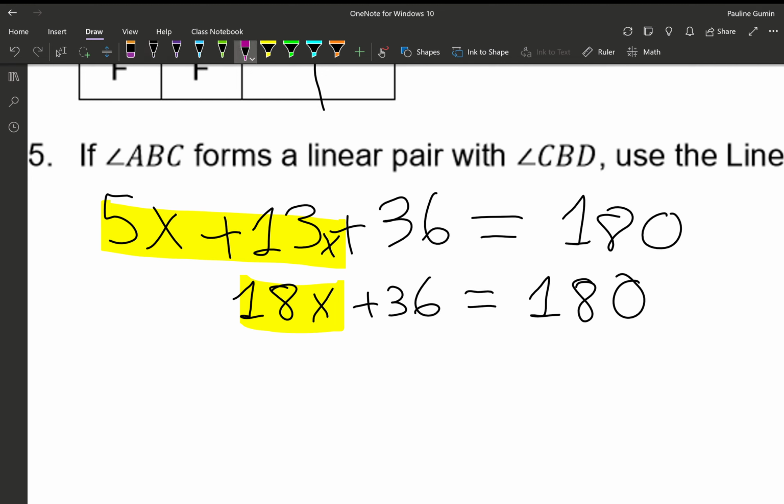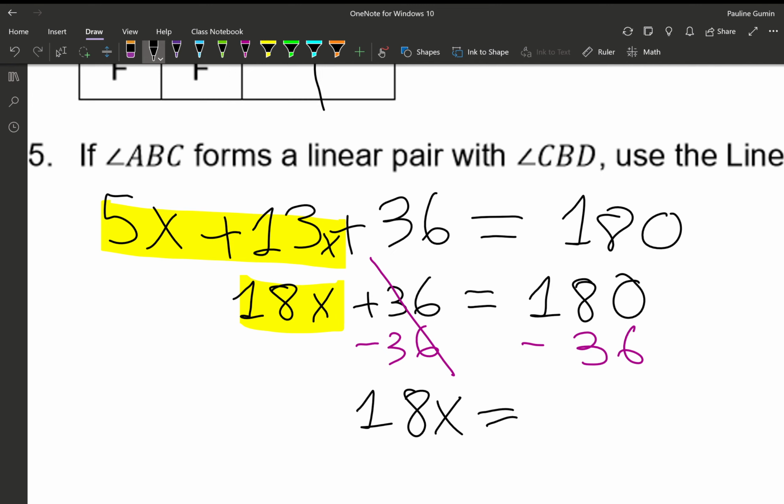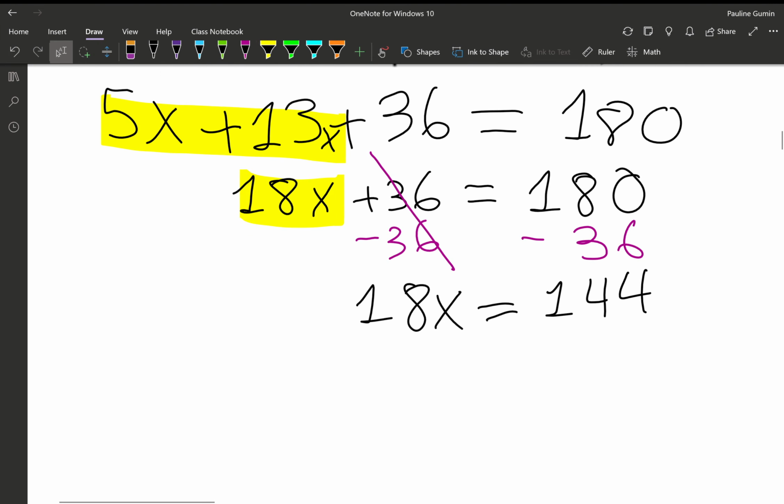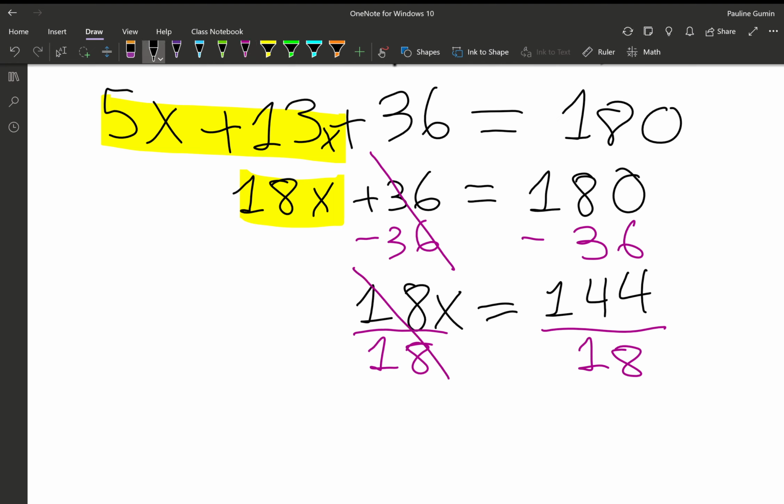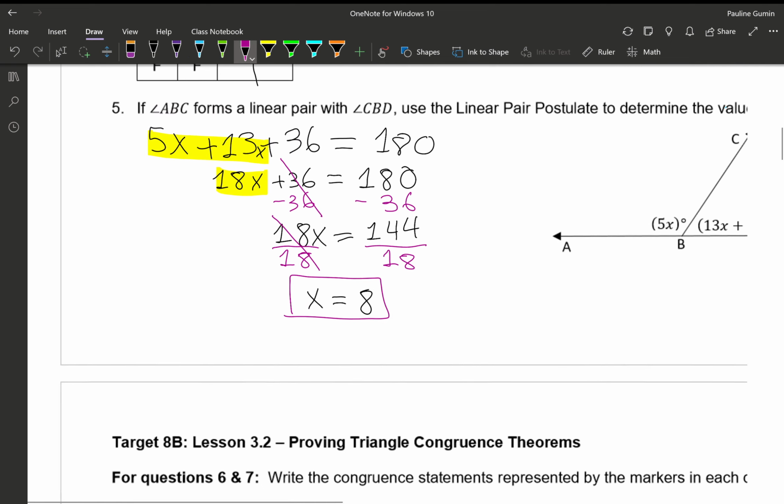Next, I'm going to undo the plus 36 by subtracting 36 from both sides of the equal sign. On the left side, I'm left with 18x. On the right side, 180 minus 36 gives us 144. And I'm going to conclude this problem by dividing both sides by 18. And I'm dividing because 18x is actually 18 times x. So I'm undoing the multiplication with division. And we are left with x equals 8. Voila. And we have finished. Onwards we go.